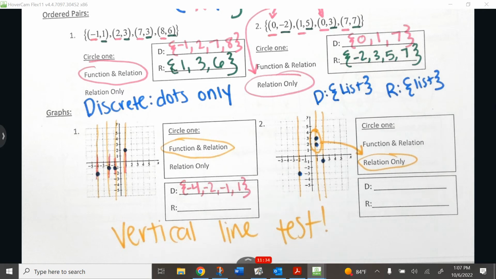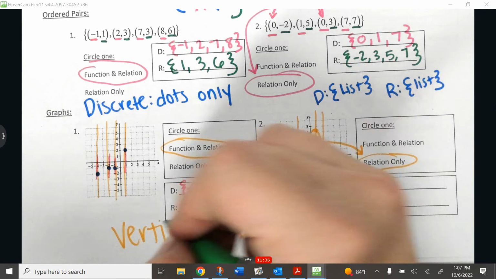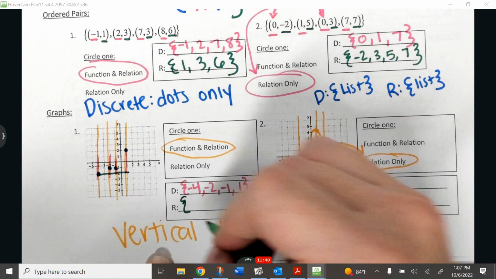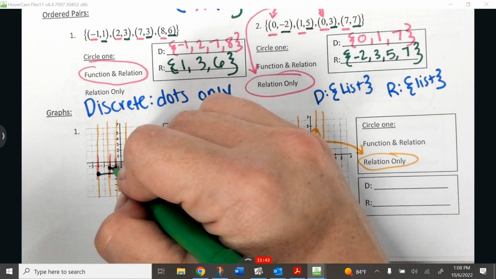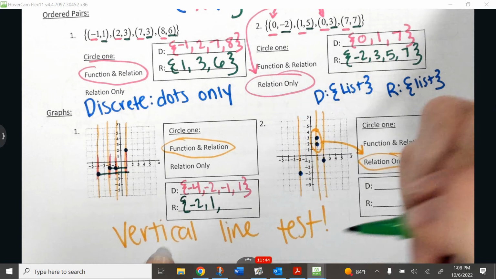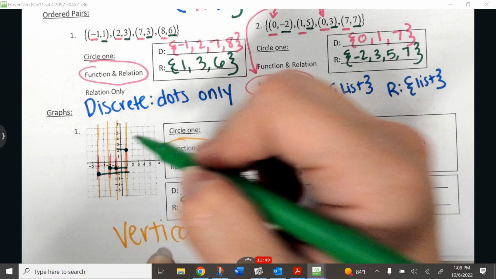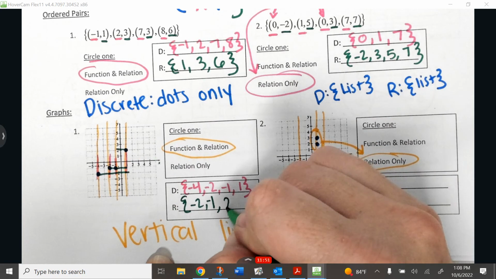Now range is my height. So I'm going to start lowest. What's my lowest point? -2, and then I have 2 points at 1, which is fine because we're only paying attention to x when we talk about domain function versus relation. Oh yes, -1. And then I have a +2.